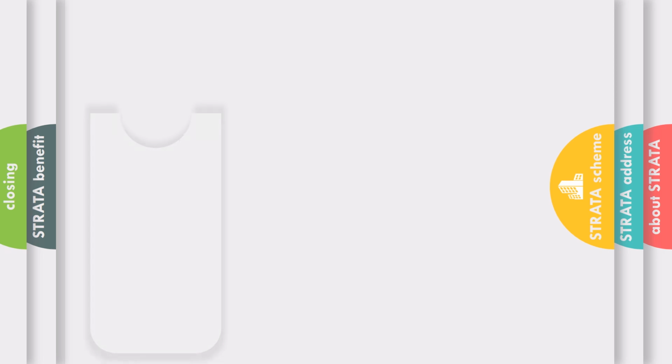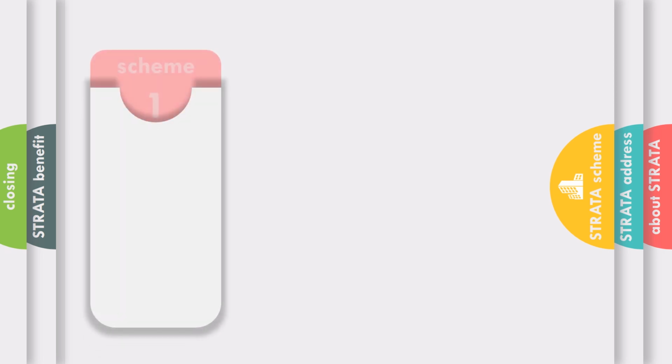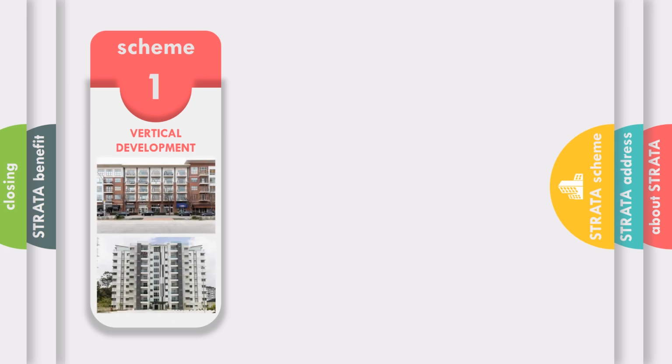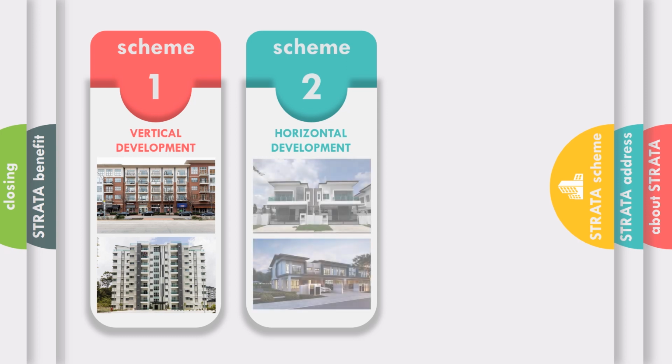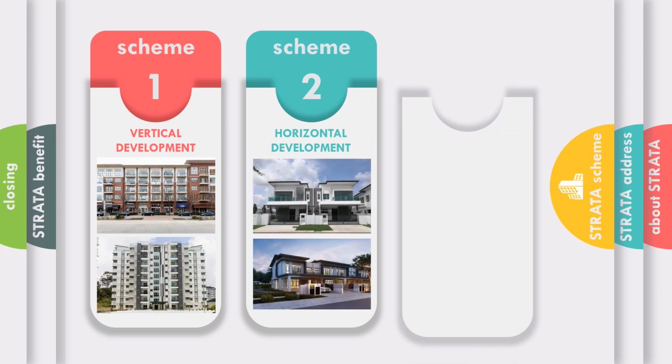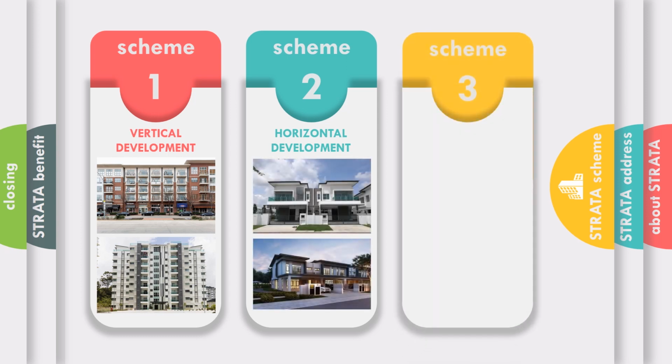These are some of the examples for each scheme. For vertical development, apartments and other high-rise buildings. For horizontal development, any building that is not more than 4 stories such as terrace houses, semi-Ds and bungalows. For mixed development, it consists of apartments, townhouses and landed strata.